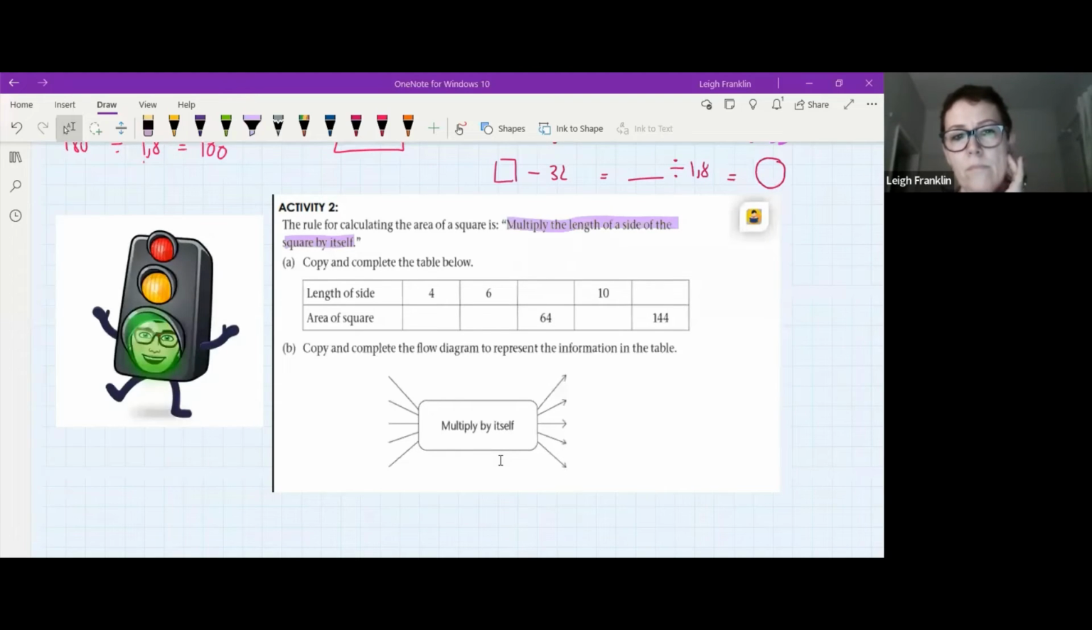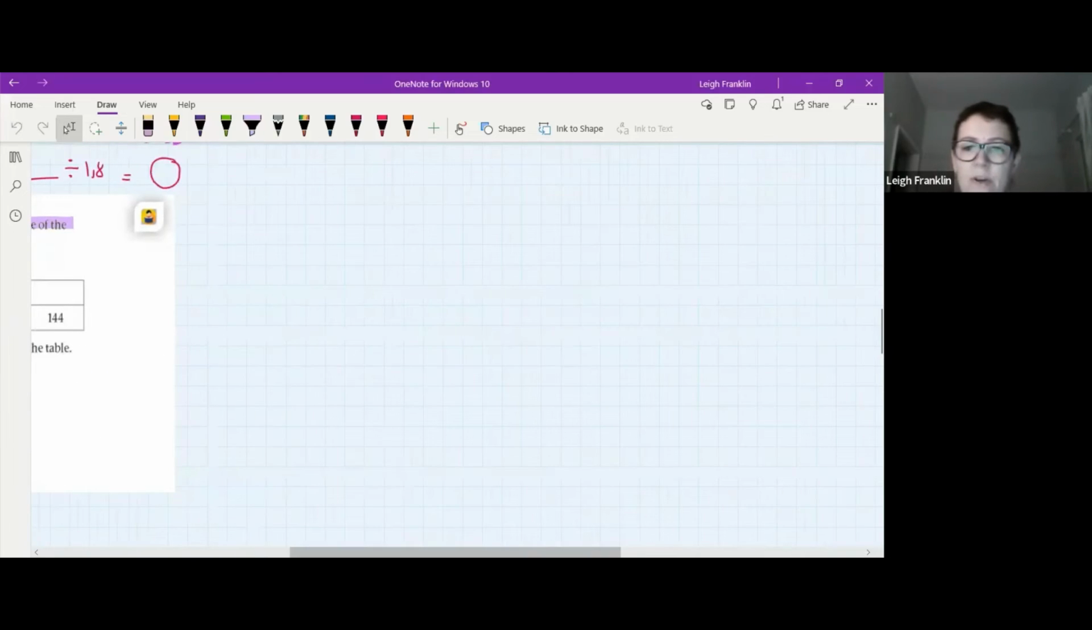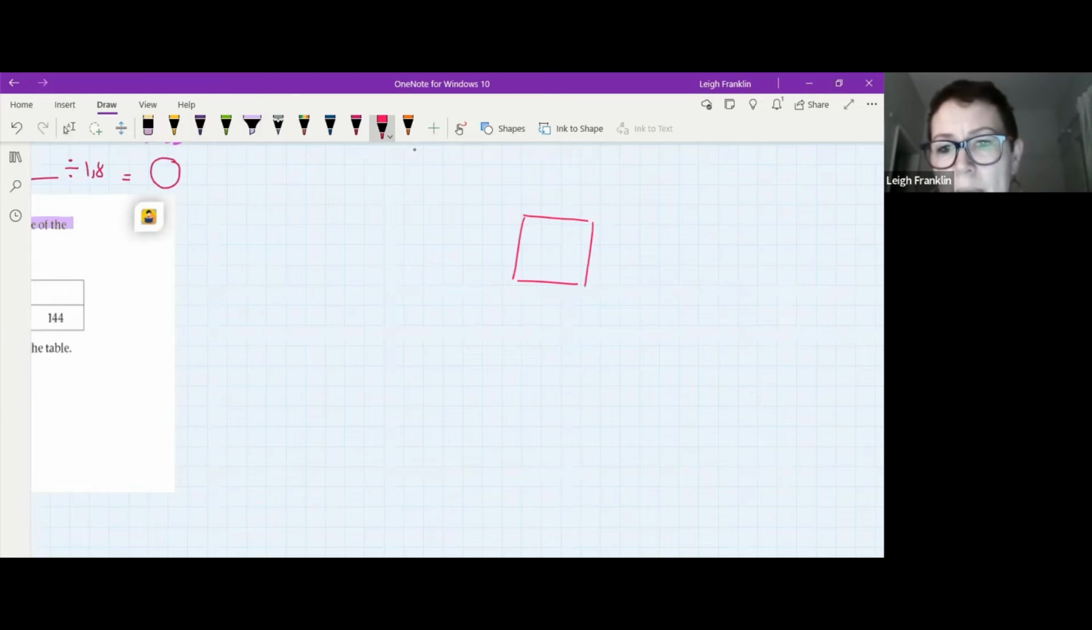Ma'am, I don't quite understand what to do. I was probably not here when this lesson happened. Okay, so remember we're working out the area of a square, right? If I draw you a square, very badly drawn by me, and the lengths of the sides are all 5. And now I say to you, calculate the area of the square.